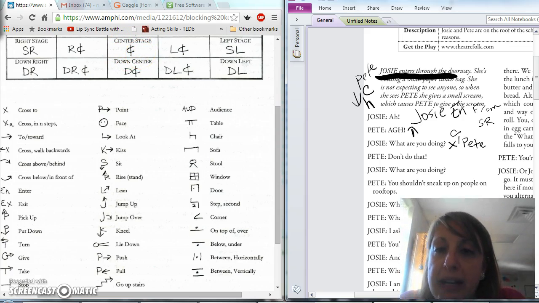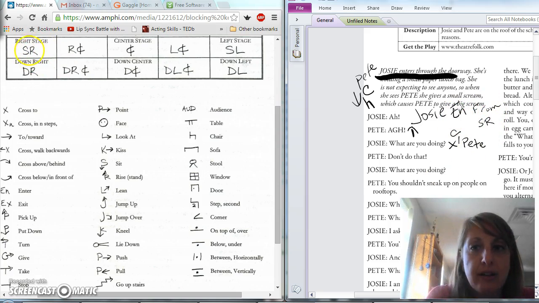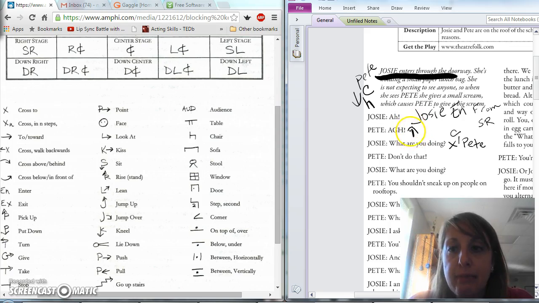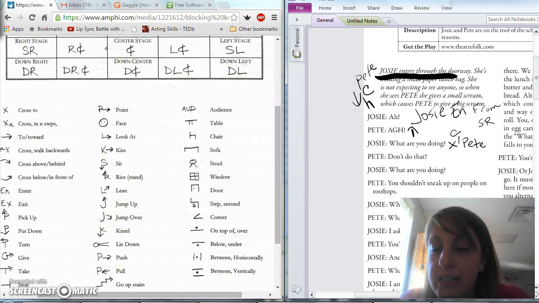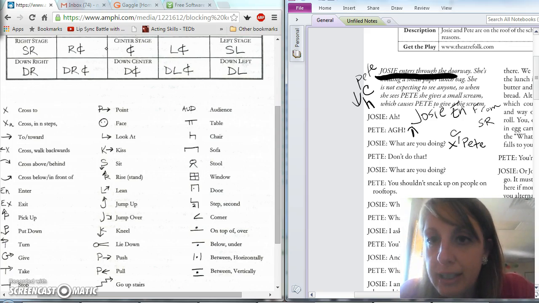So let's go back to that. Pete, right here, is center stage, sitting on a chair. That down arrow means sit. That little thing that looks like an H means a chair, and the C means center. Then we have Josie in the beginning enters from stage right, which is over here. We have Pete stands up, so he's at that center chair right here, and he stands up. What are you doing? Josie then crosses center to Pete. So that's how you combine these directions right here with your stage directions. I know that was kind of all over the place, so it was probably clear as mud for you.